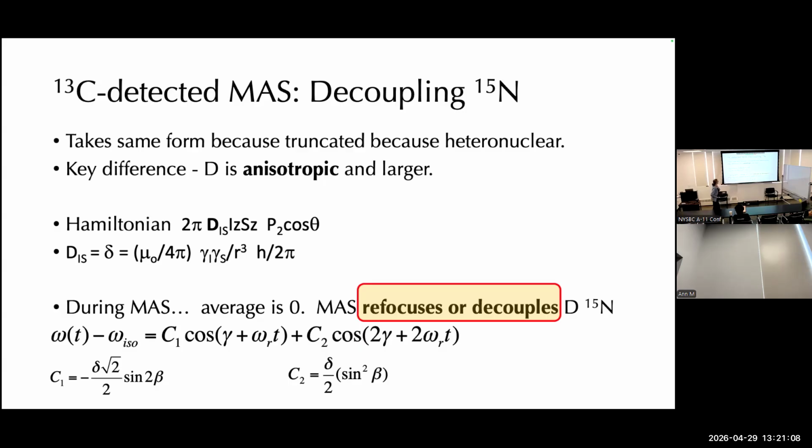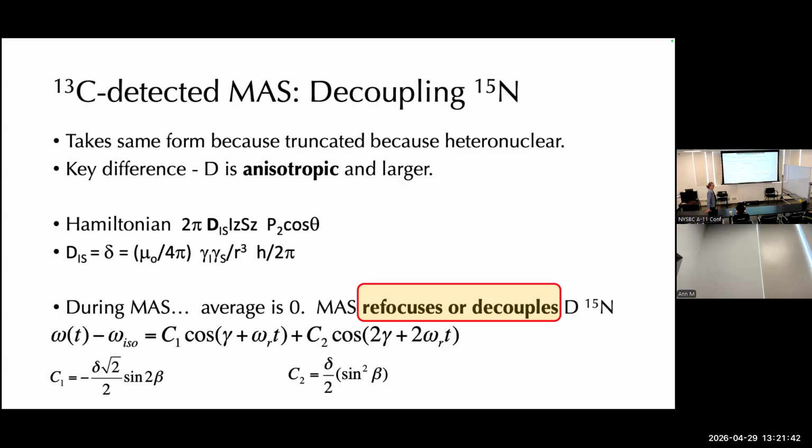So the magic angle spinning pulse refocuses or decouples it, because we spent some time deriving this, that the instantaneous frequency as an offset from whatever the frame center is, the isotropic shift or whatever, that frequency is sinusoidally varying, so its time average is zero. So for the dipole coupling, even though it's larger and more complicated, we don't need to do anything with the pulses. It's already averaged to itself.